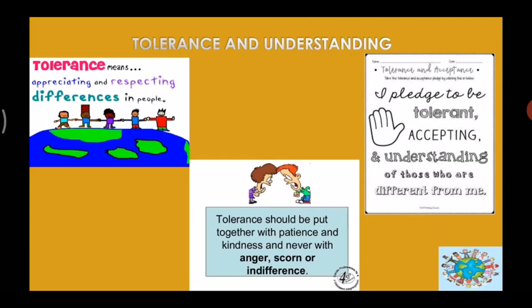Now, can you see in the first picture it says tolerant means appreciating and respecting differences in people. The second one says tolerance should be together with patience and kindness. That means you should wait, should have patience, kindness, and never anger, scorn, or indifference. You should not have that angry attitude. You should have patience. You should listen to others as well. And the last one says, I pledge to be tolerant, accepting, and understanding of those who are different from me. All are not the same, right? So you should understand others as well.